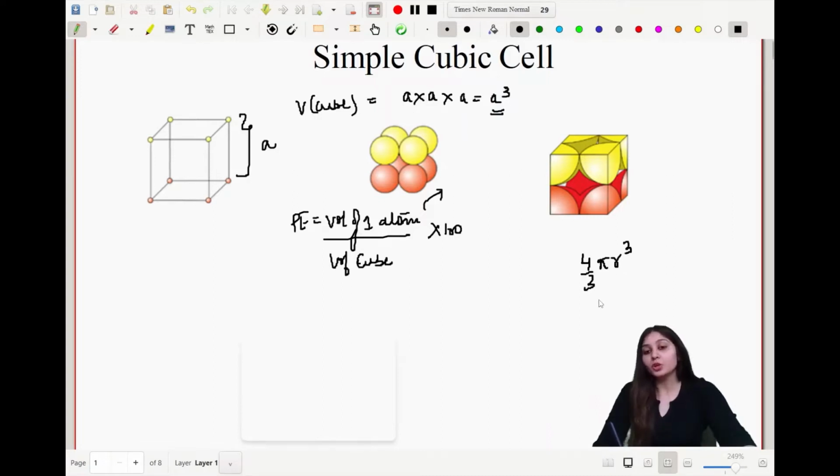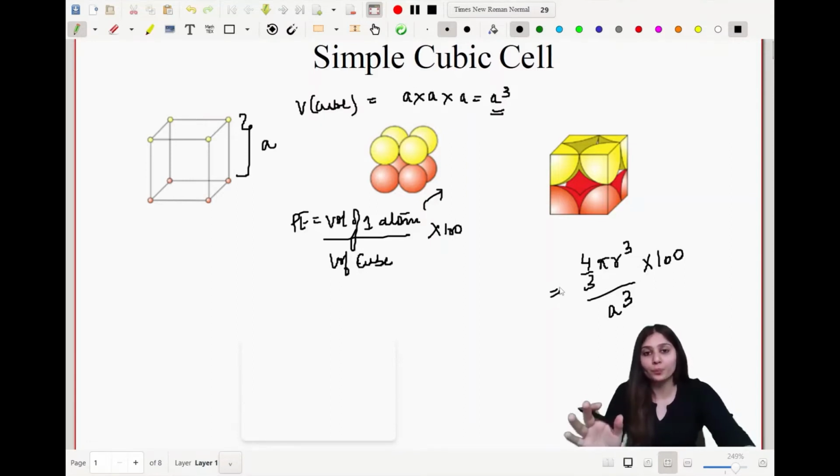So we have the numerator, we have the denominator, and we just multiply by 100 and we should get the value, but there is one issue. The issue is that we have two variables here, r and a, and we cannot solve any further unless we establish a relation between a and r. So let's do that.